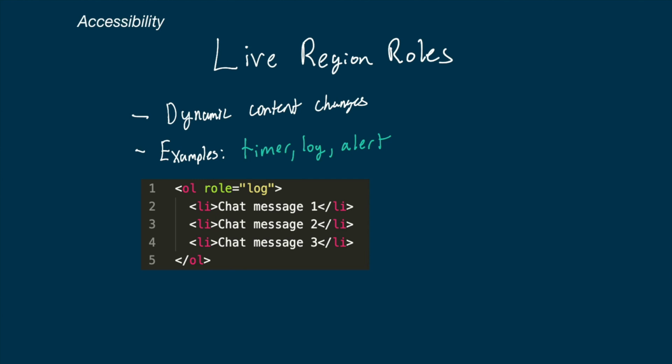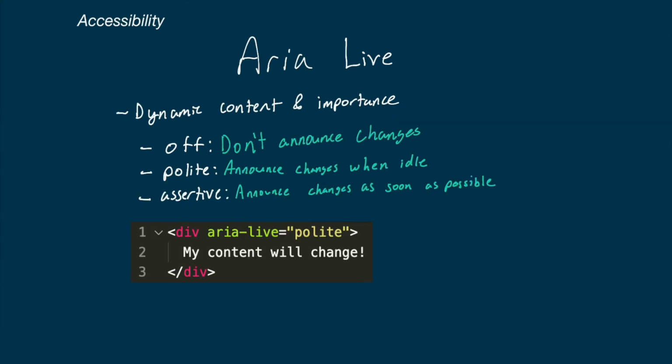Some examples of this will be a timer, a log of information that has happened over time, or an alert with new information that we need to tell the user. Similar to live region roles, we also have an attribute known as ARIA Live, and this attribute defines some live content, so dynamically changing content, and how important it is, so how often we need to be telling users about that changing content. Every live region role will have a default ARIA Live attribute value, but we can always change those manually using the ARIA Live attribute.